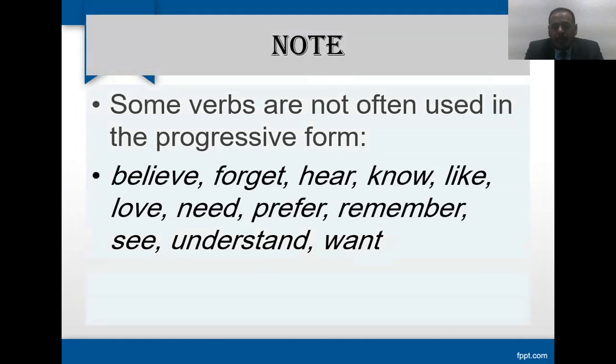Here, note: some verbs are not often used in present progressive. So we can't say believing, forgetting, hearing like that. These verbs are believe, forget, hear, know, like, love, need, prefer, remember, see, understand, want. So when I say I want a pen now, I can't say I'm wanting a pen. When I explain the lesson and you understand, I say, do you understand me? You say, yes, we understand. So can we say, teacher, now I'm understanding? No, that's wrong. These verbs can't be used in present progressive. So we can't add ing.